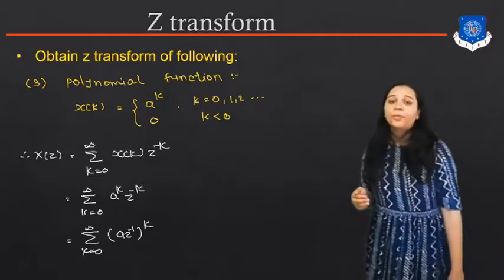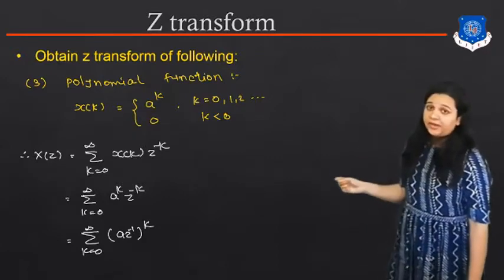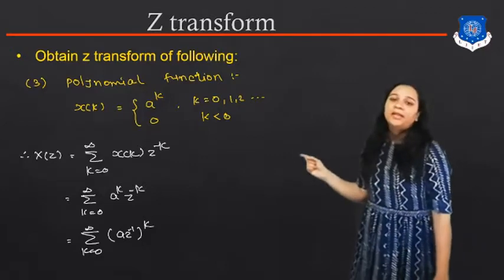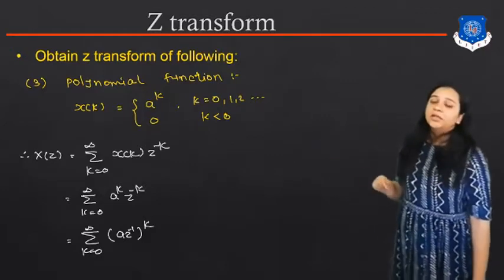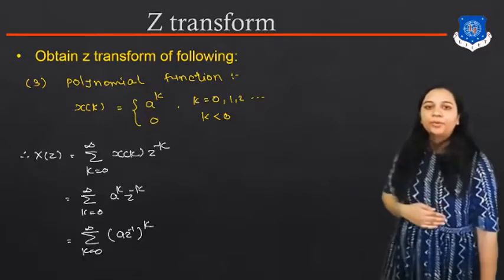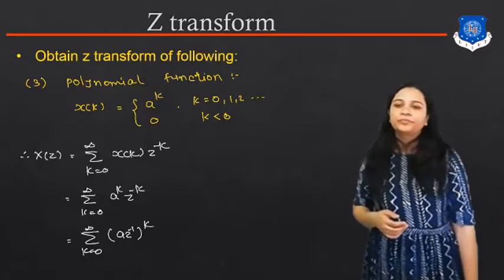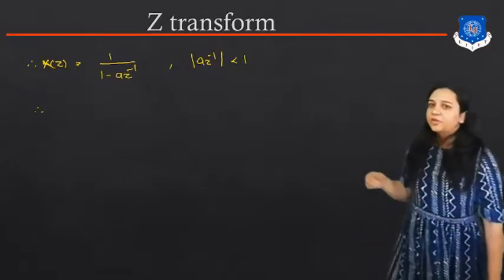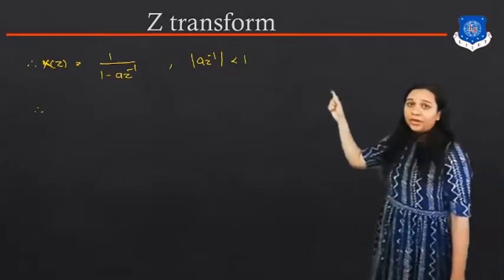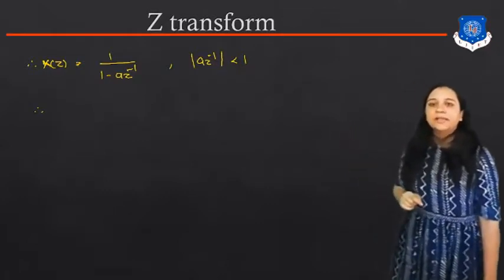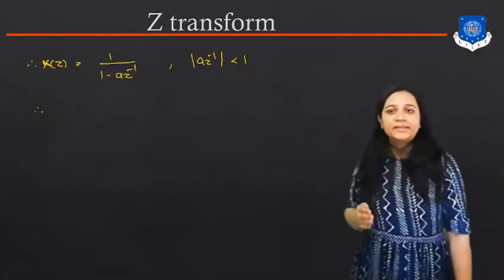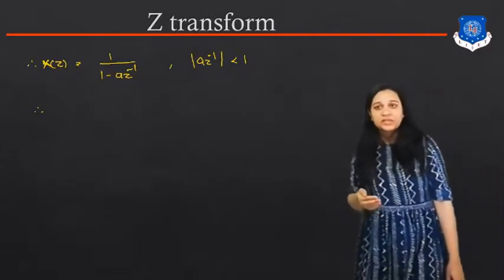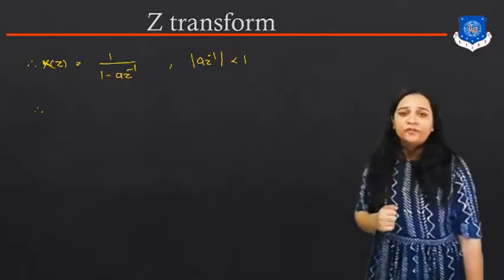So we have to common out the raised to k term. So we can get summation of k is equal to 0 to infinite a z raised to minus 1 in the whole bracket raised to k. Okay. Now the next one is, we can get x of z that is equal to 1 upon 1 minus a z inverse where the magnitude of a z inverse is less than 1. We have to simplify this above equation and we can get this type of z transform.